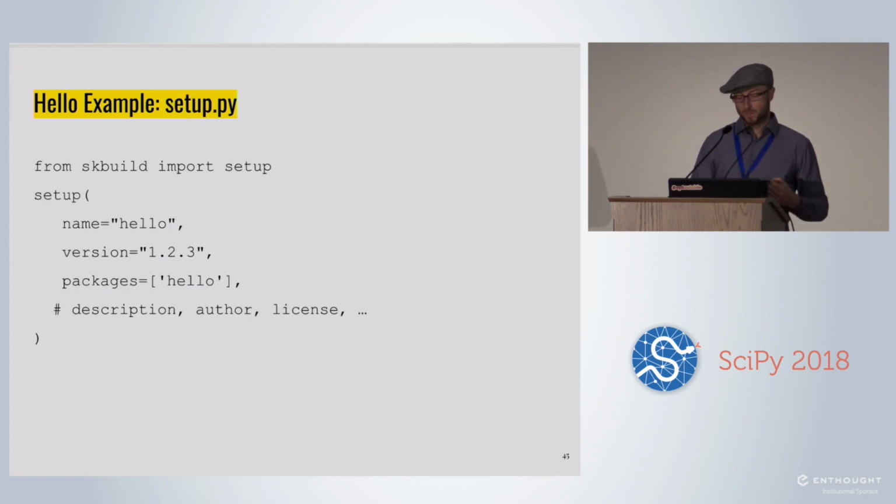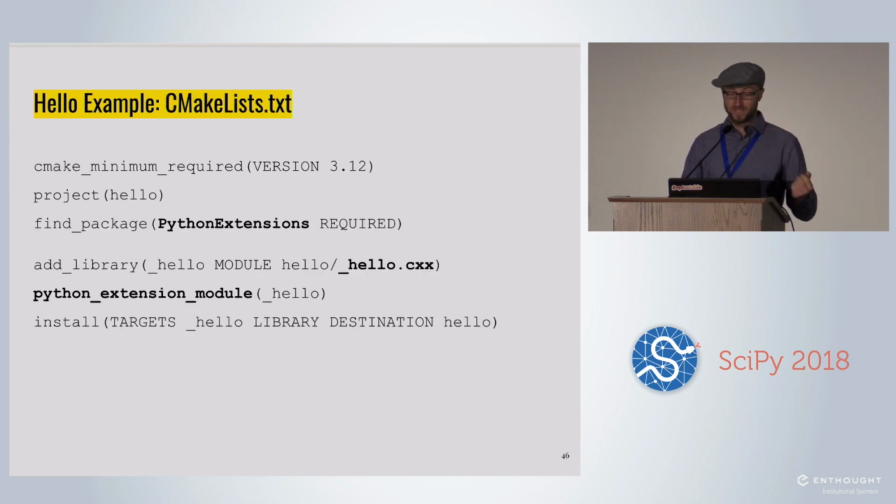Let's look at the content of the setup.py. From skbuild import setup, we describe our package, hello, that's it. And then we write the CMakeLists that's going to be automatically picked up by the system. Here we describe the name of the project, we include the Python extension module, we add the library, we associate other properties to the library, and we install it. And that allows us to describe the build system.